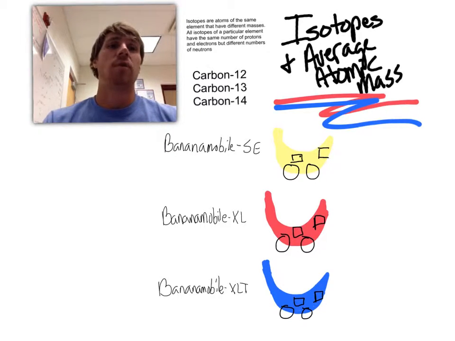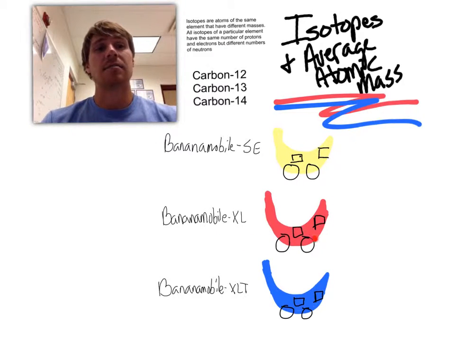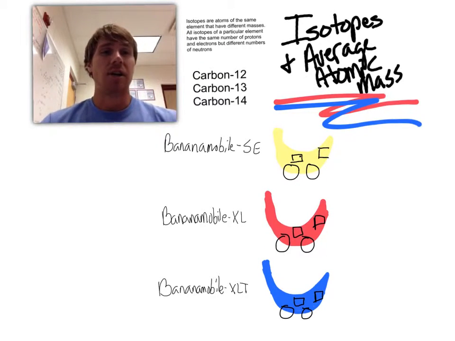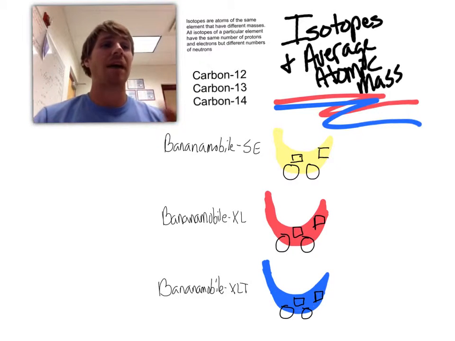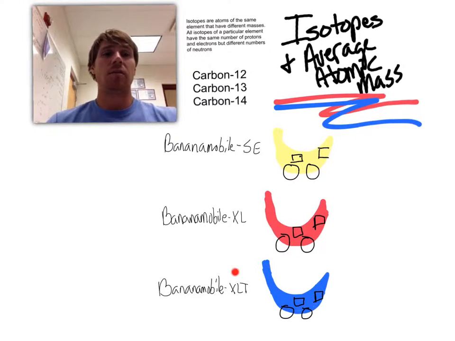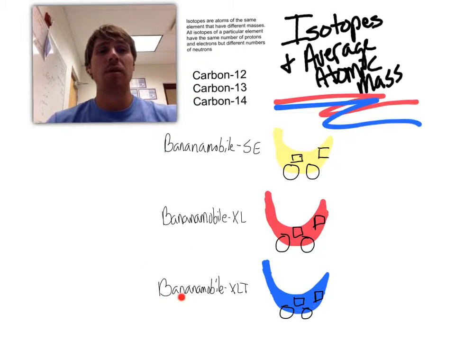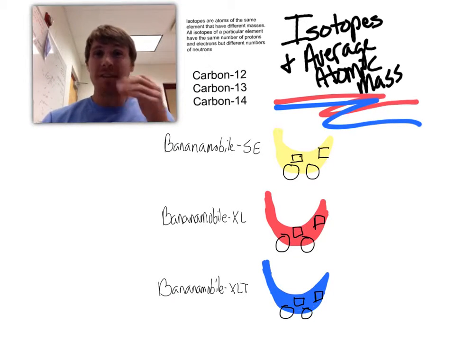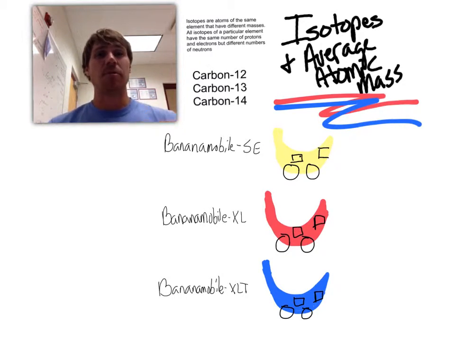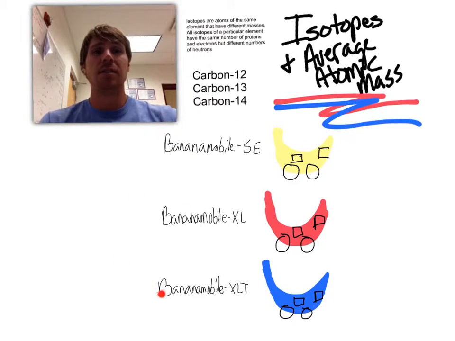But if you want to spend a little bit extra money, you can get the Bananamobile XL. This comes in the nice cherry red color that you can see right over here. It also has the 6 CD changer and some other nice stuff, maybe the full navigation system and everything else. Then, if you want to spend even more money, you have the Bananamobile XLT. This comes in the very nice royal blue color, as well as having the leather interior. It's a really slick ride.